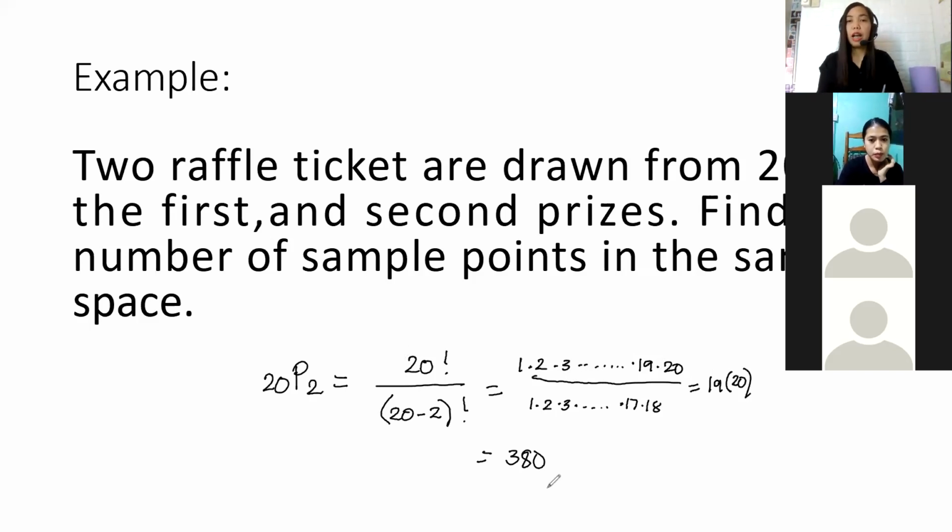So we have 300 number of sample points in the sample space. Are we clear? Yes po. Yes, ma'am.